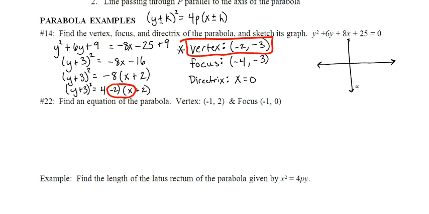So if we set up our graph, and they don't have to be great, but just to sketch it, my vertex is at -2, -3. Okay, so there's my vertex. I just put a V by it. My focus is -4, -3. So there's my focus. Now that spacing is 2. And my directrix is at x equals 0. Perfect. X equals 0. I can graph that. That's a vertical line, obviously right on the y-axis.